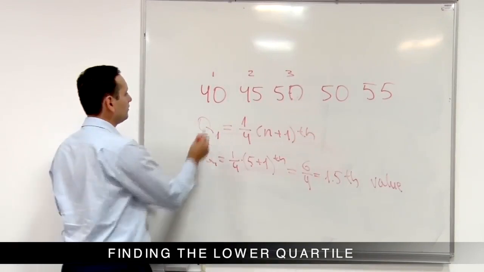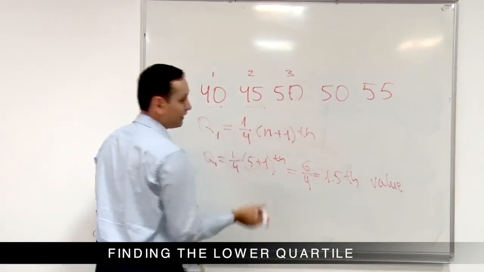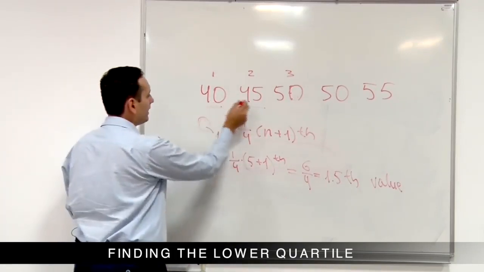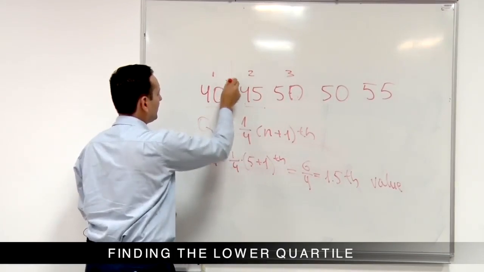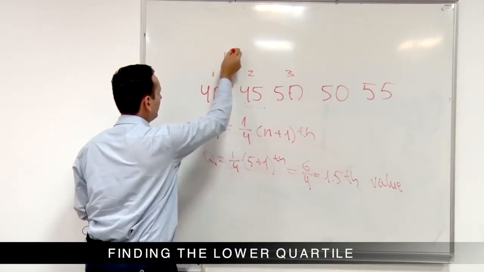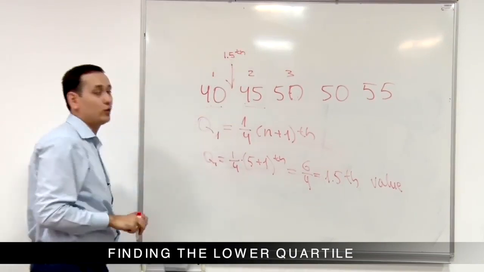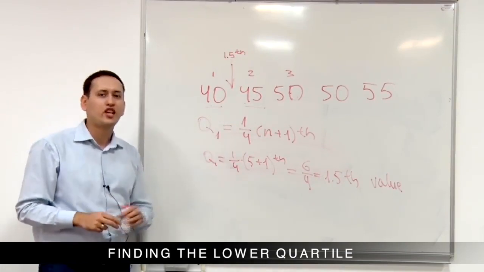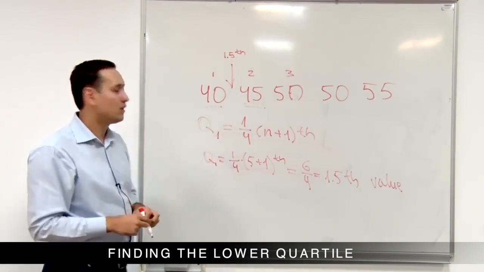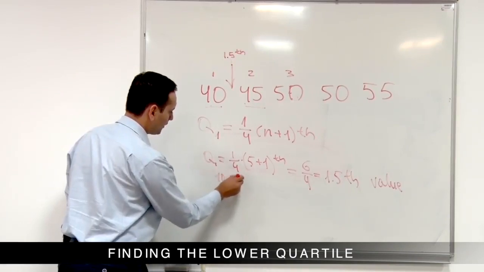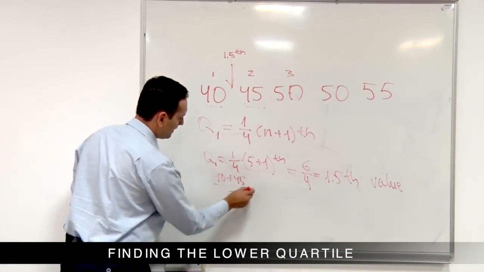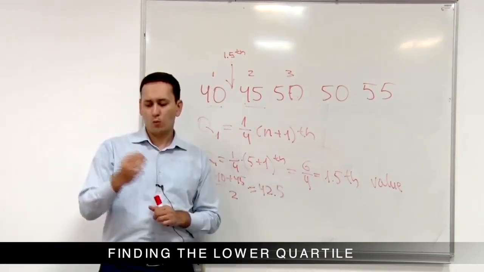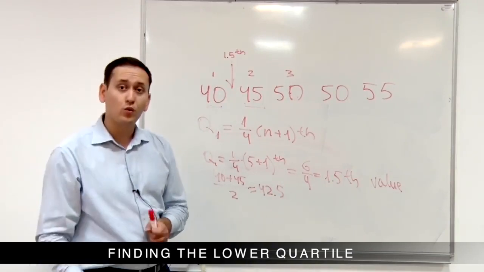This is the first value. This is the second value. The 1.5th value is the value between 40 and 45. That's right here, 1.5th value. And in order to find this number, we simply find the average between 40 and 45. 40 plus 45 divided by 2, 42.5. We found the lower quartile, Q1.